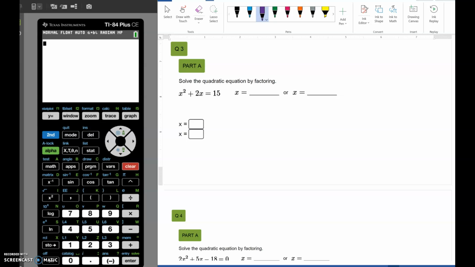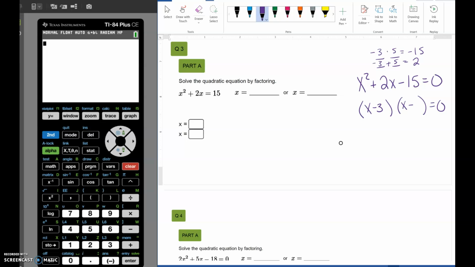Number 3 is the same type of problem, except it doesn't say equals 0. So your first step is to rearrange that. So we have x squared plus 2x minus 15 equals 0. We're now looking for two numbers that multiply to give us negative 15 and add up to 2. That would be 3 times 5, but it would have to be a negative 3 times 5. So x minus 3, x plus 5 equals 0, and that means our solutions are 3 and negative 5.